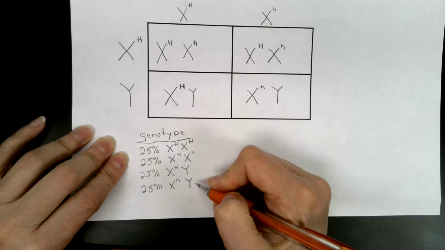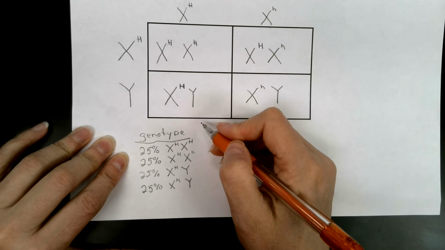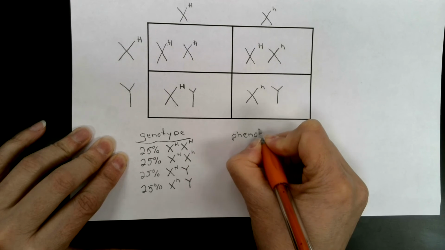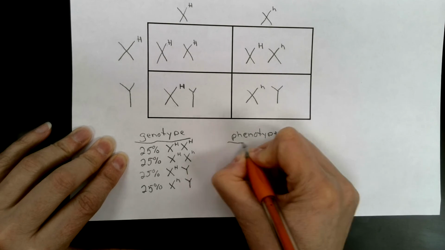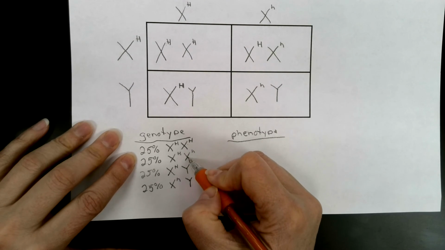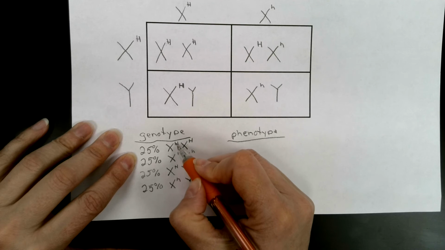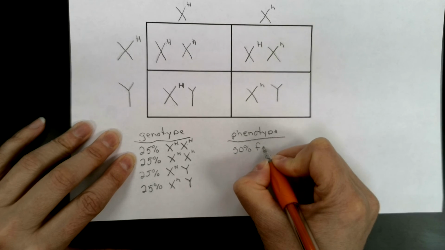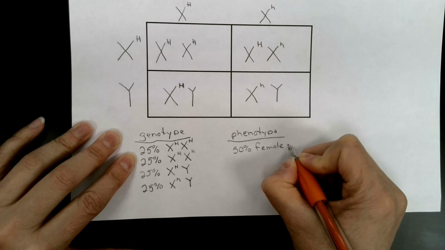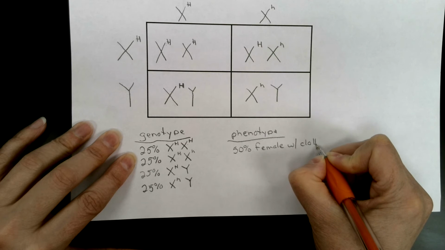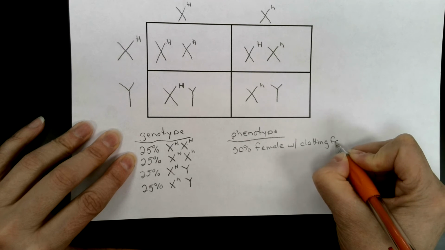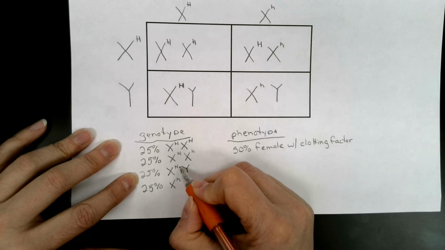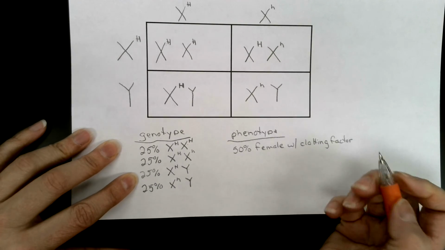So now, based on these genotypes, what will these individuals look like? So what are the possible phenotypes of the offspring? These two right here are both females. Both of them have the dominant trait. So 50% will be female with the clotting factor. Now, these both are male, but notice one has the dominant trait and one has the recessive trait.